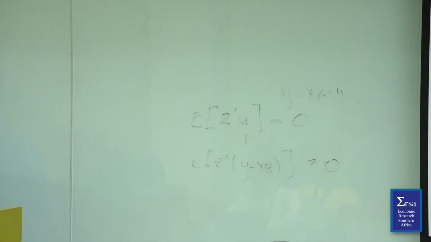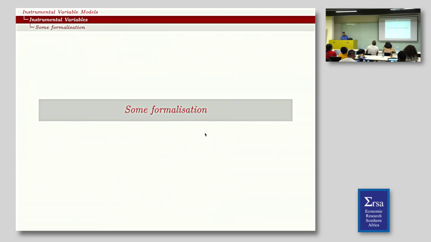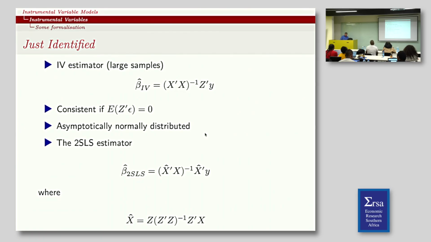Okay, so I'm just quickly going through matrix notation, but it doesn't show up very well, so I don't want to spend much time. Large sample IV. So this is the estimator I started to write on the board.